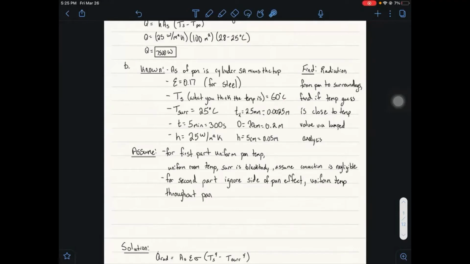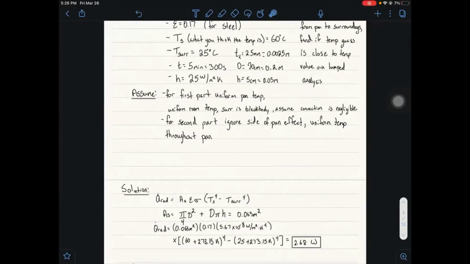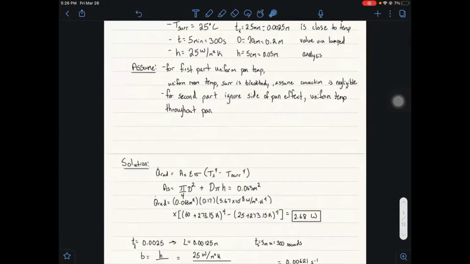What we're trying to determine for this part is the radiation from the pan to the surroundings, depending on the guess, and then find out if the temperature that we guessed is close to the value through lumped analysis. For the first part, we assume a uniform pan temperature, that the surrounding is a black body, and that convection from the pan is negligible. For the second part, we ignore the sides of the pan and just assume it's a plate, with uniform temperature throughout the pan.